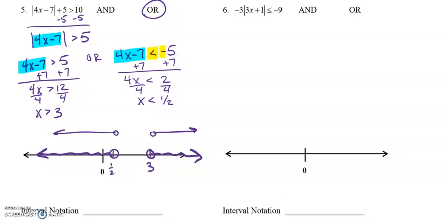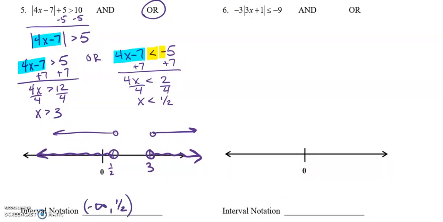Interval notation, let me shrink this a little bit. Negative infinity to 1/2, parenthesis, union, parenthesis, 3 to infinity with another parenthesis. Nothing was equal to, so we need parentheses on everything. Let's take a look at number 6.